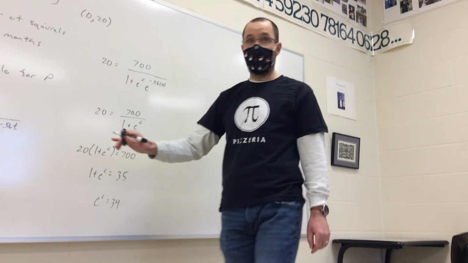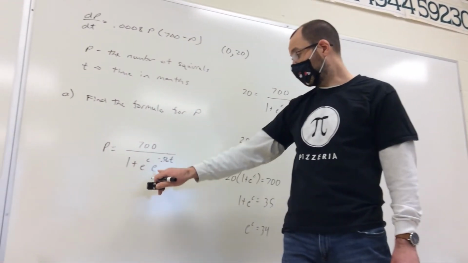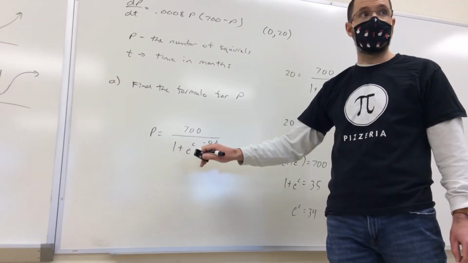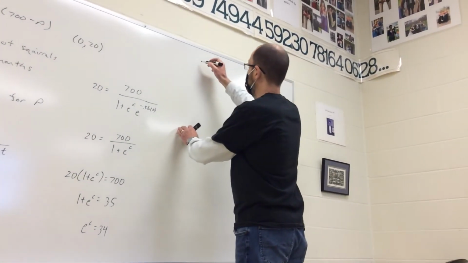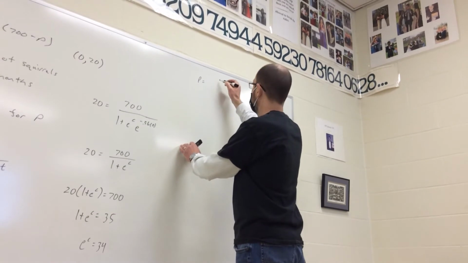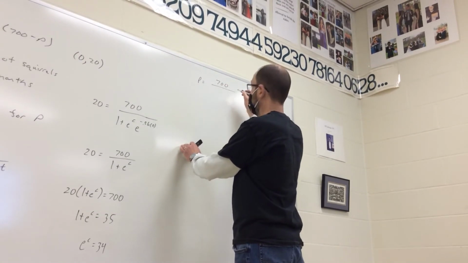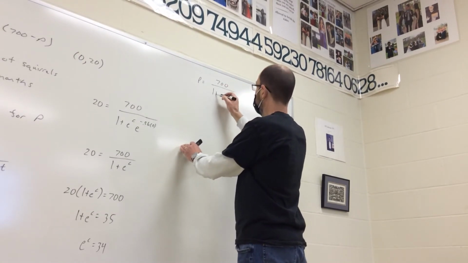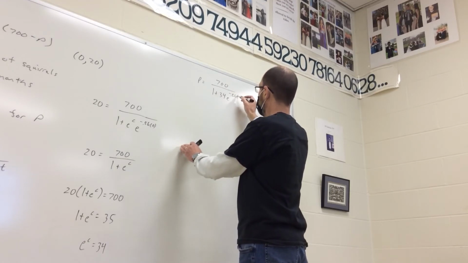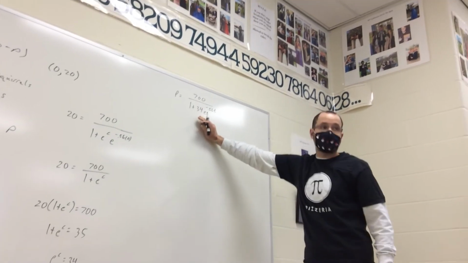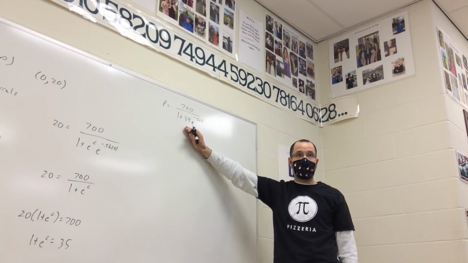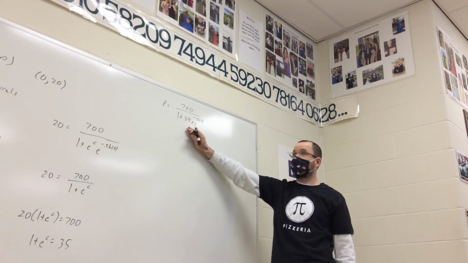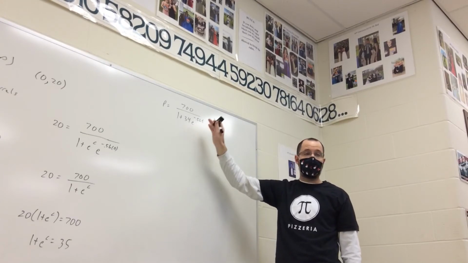Okay, so now I can rewrite this and put 34 where the e to the c is. So I've got P equals 700 over 1 plus 34 e to the negative 0.56t. So then that's the final answer for the population equation.